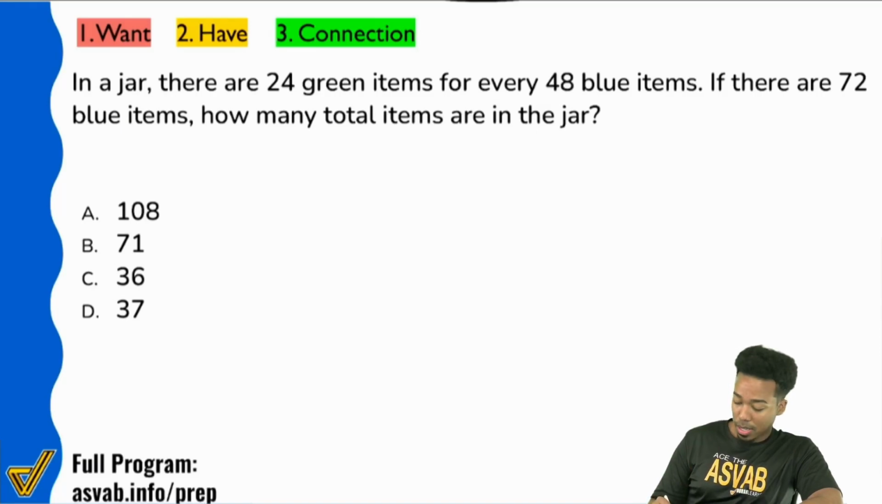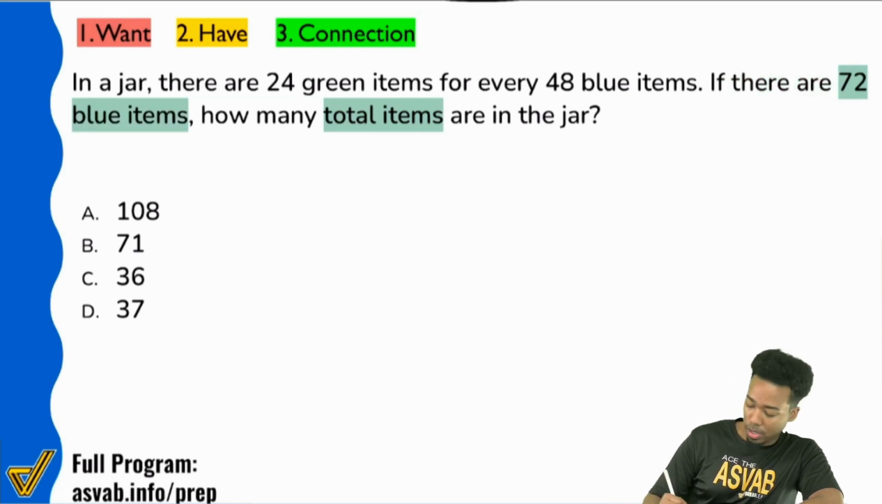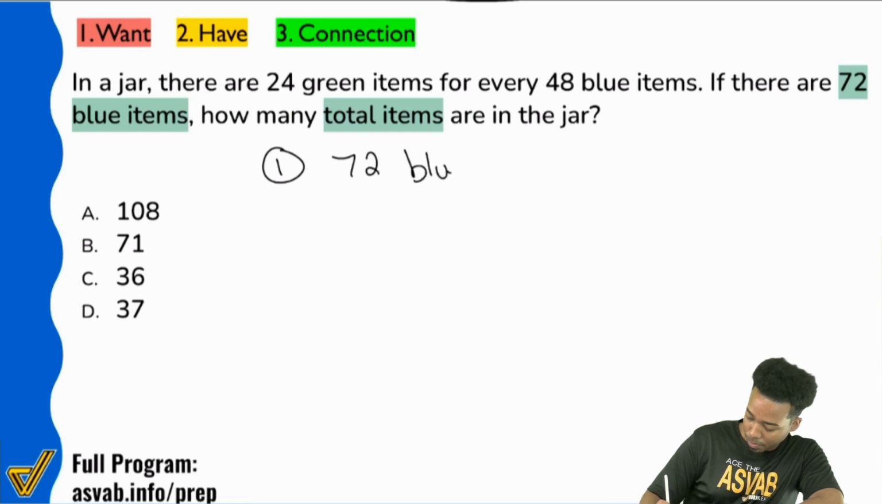This one here, total items is what we're looking for, and we have that there are 72 blue items. So what we're looking for is, we have 72 blue, and that means blank total.